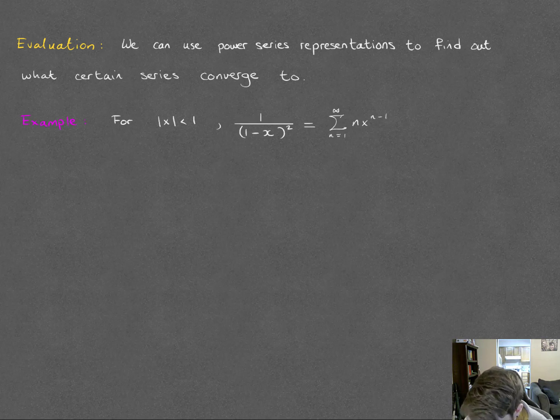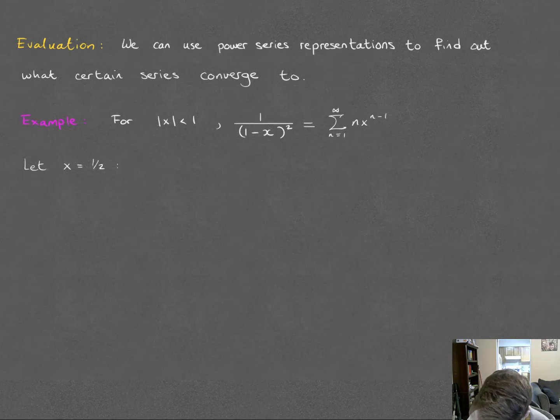very interesting equalities. So, let's go back to just the example we just did, 1 over 1 minus x squared. This is equal to the sum n equals 1 to infinity n x to the n minus 1. Now, I have x's, I can let x be a half on one side, and that has to be the same if I let x be a half on the other side. So, let's actually plug into both sides.